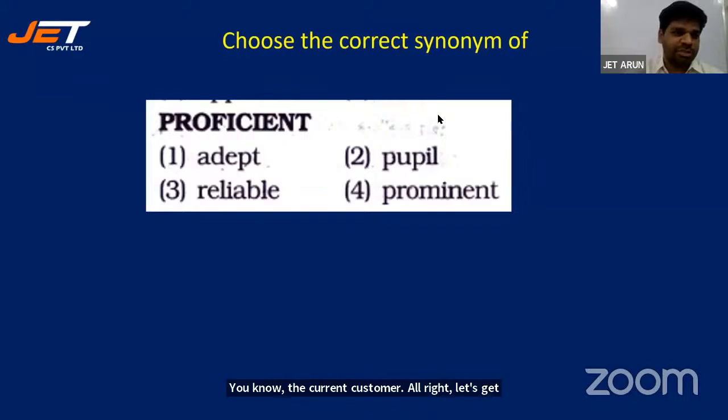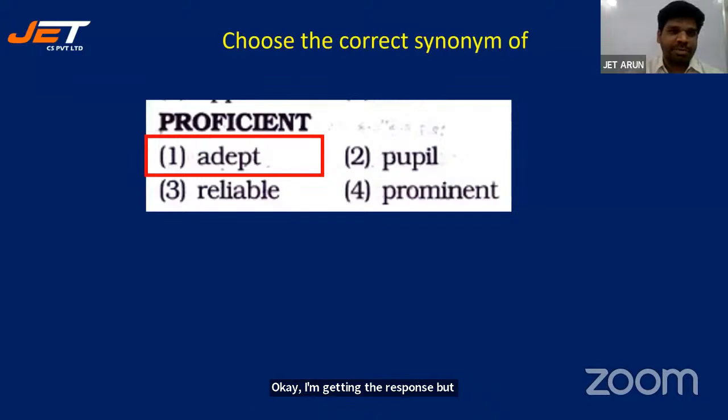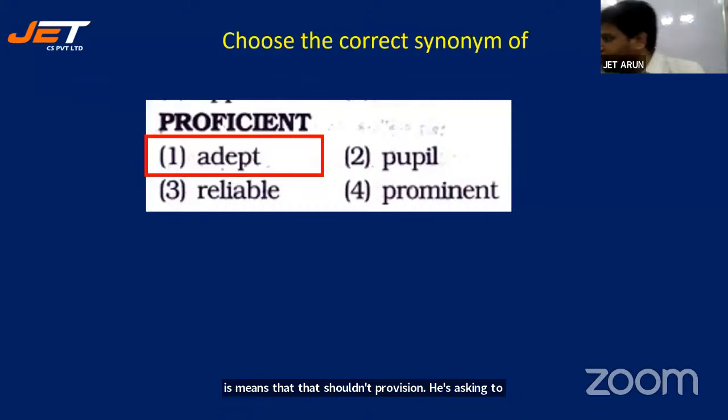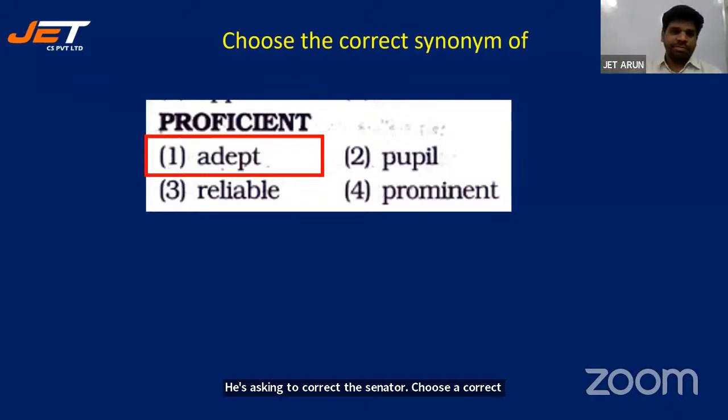Okay, I'm getting responses, but most of the students are wrong. Let me release the key. It's adept. Proficient means adept, student. He is asking to choose the correct synonym. All right, let's go to the next one.